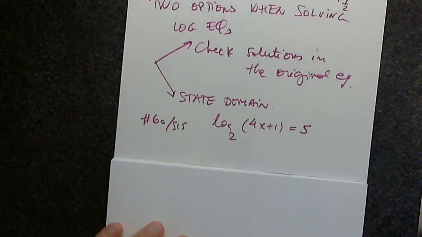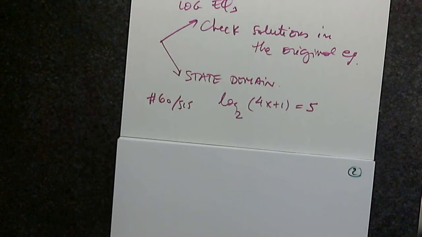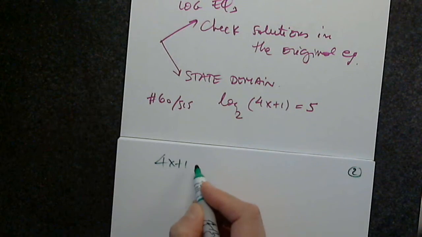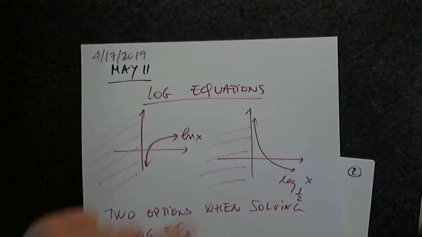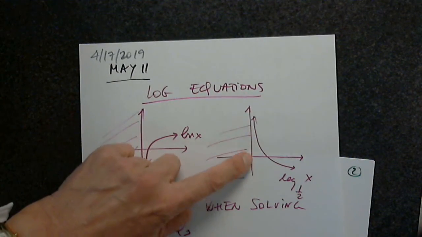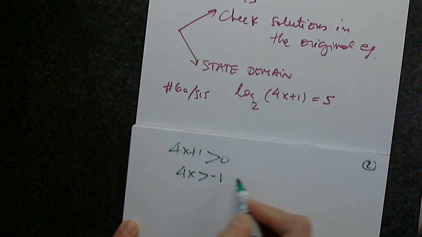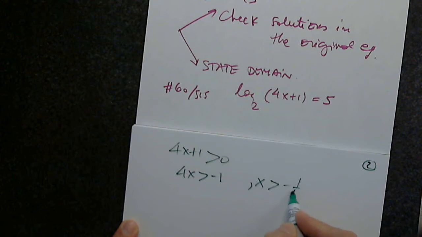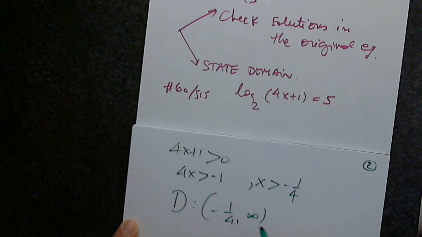We had examples last time, if you want to go back to your notes. Not equal to, or greater than 0. Perfect. It cannot even be 0 because it's a vertical asymptote. Good. Very good. That's all I needed. So 4x greater than -1, x greater than -1/4, domain -1/4 to infinity. Excellent.